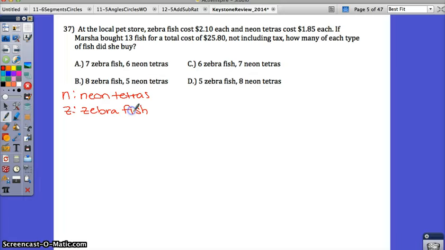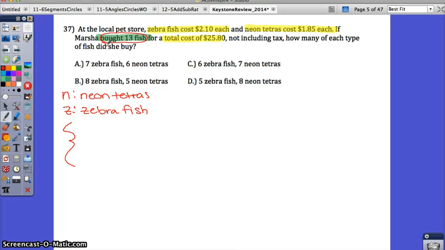Okay, let's go through this and highlight some things that help us. Zebrafish cost $2.10 each. Neon tetras cost $1.85 each. And total, she bought 13 fish. In total, it cost, oh, these are all dealing with cost. I'm going to highlight this in yellow too. Total, it cost $25.80. How many did she buy of each? Okay, so let's take this green part. The fact that she bought 13 fish.